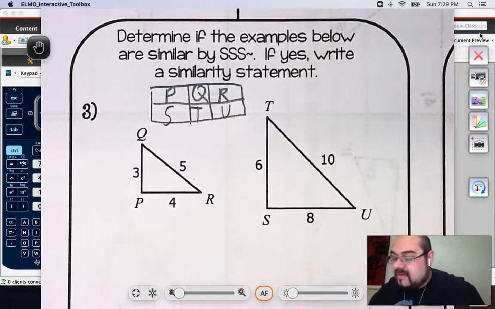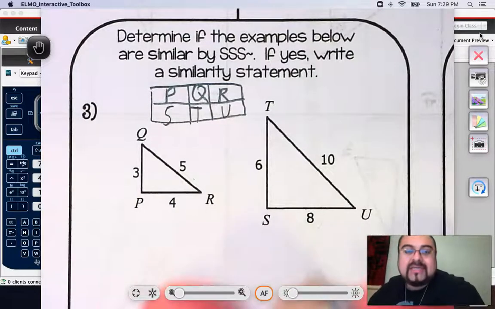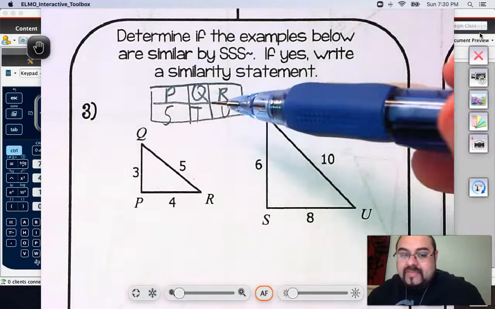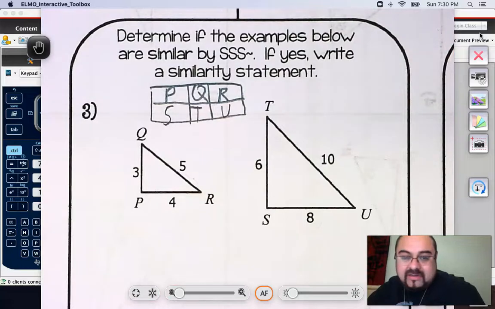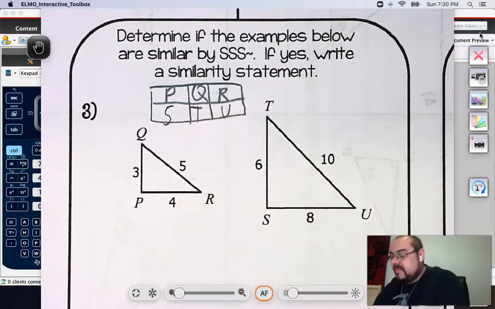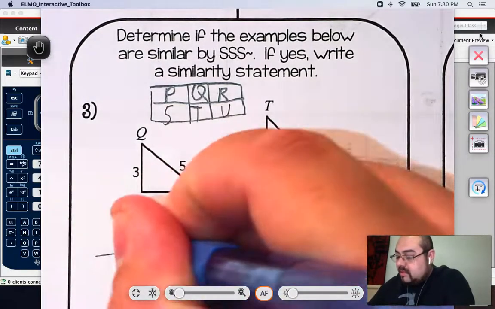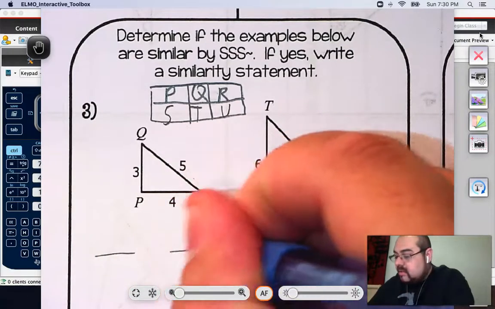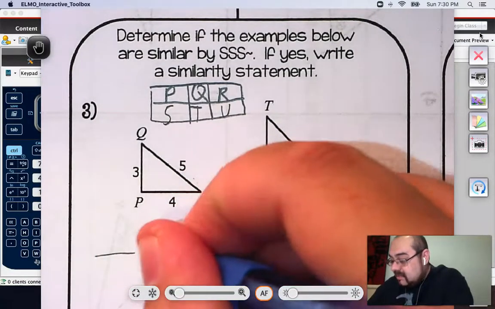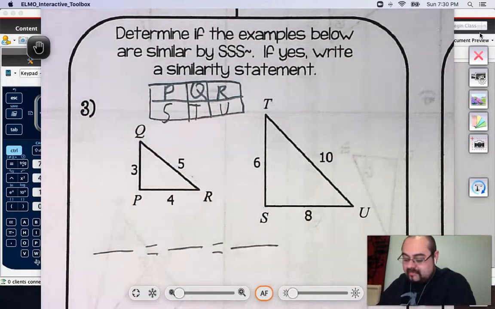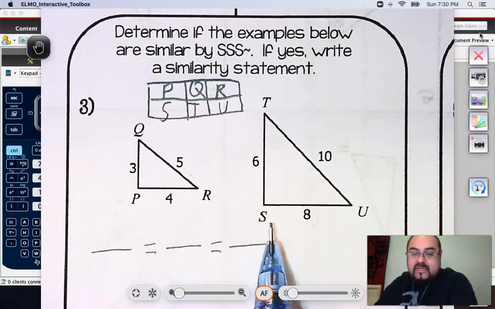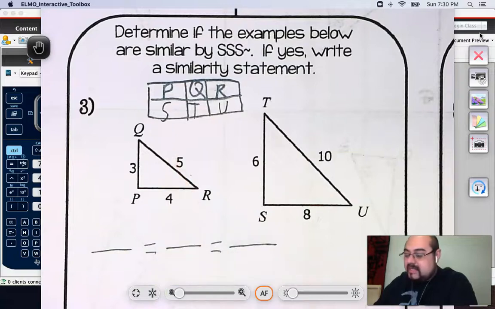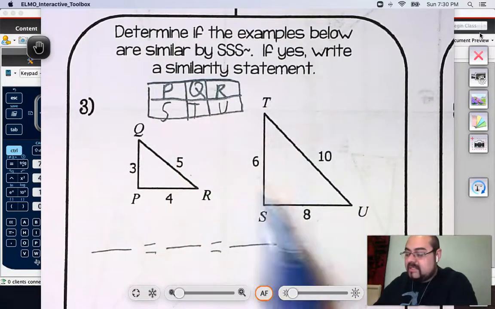If these are proportional using the side similarity postulate, then this is going to help me write my similarity statement. But I still need to prove that all the sides are proportional to each other. Basically what that means is that I'm going to go ahead and set up 3 fractions, and I want to make sure that they're all equal to each other. The top part of the fractions, the numerators, are going to represent the smaller triangle, and the bottom part of the fraction is going to represent the bigger triangle.